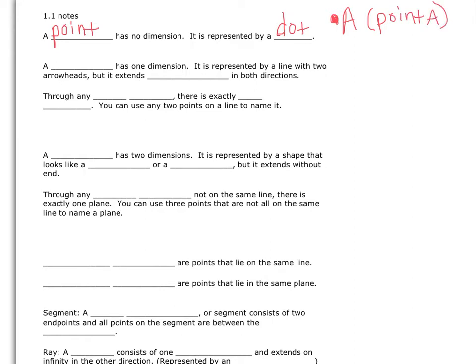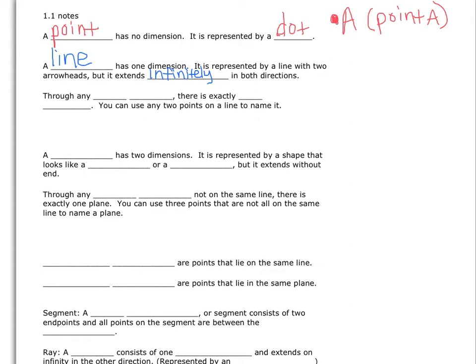Next, everything's going to build on one another. So the next thing we're going to talk about is a line. So a point has no dimensions. Then next we're going to go to a line that has one dimension. So a line is represented with two arrowheads, and it extends infinitely in both directions.